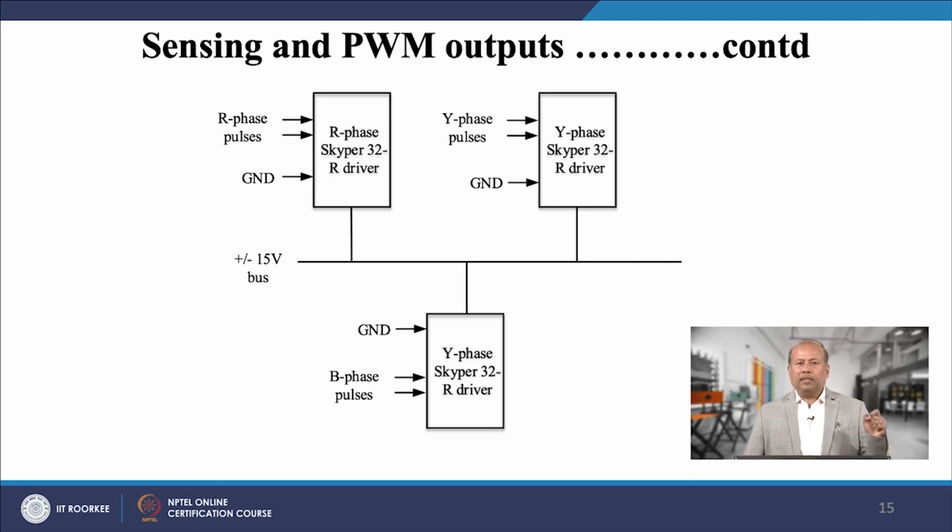Therefore, each Skyper 32R driver has 5 inputs. 2 inputs are dedicated for PWM pulses, one for the top switch and the other for the bottom switch. The next two inputs are plus and minus 15 volt DC supply, and one input is the common point of the plus minus 15 volt DC supply. This holds good for the other two phases as well.